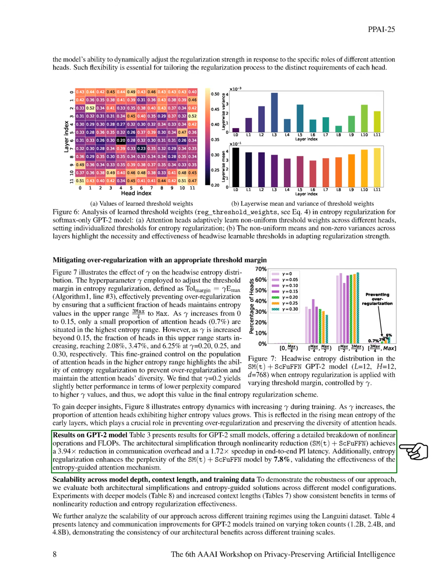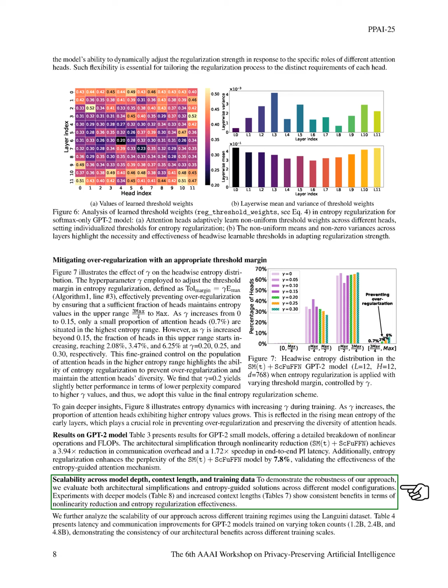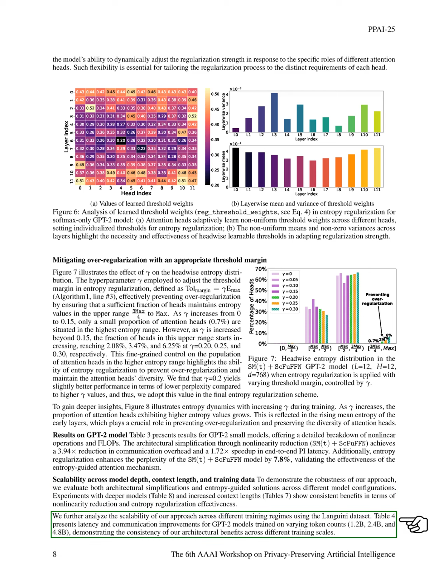Our results for the GPT-2 small models showed a significant reduction in communication overhead and an improvement in end-to-end latency due to architectural simplifications. Additionally, entropy regularization improved the perplexity of our models, confirming the effectiveness of our approach. Finally, we demonstrated the scalability of our methods across different model depths, context lengths, and training data sizes. Our experiments showed consistent benefits in nonlinearity reduction and the effectiveness of entropy regularization, regardless of the training scale.